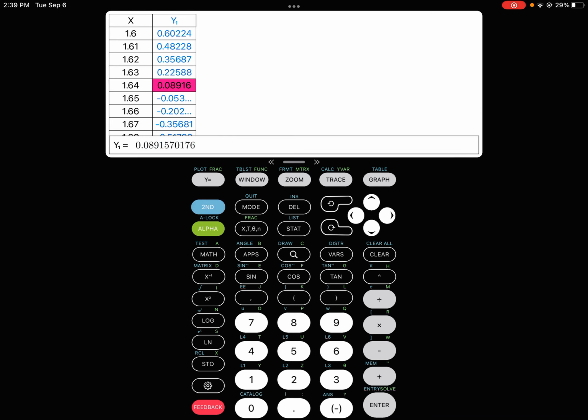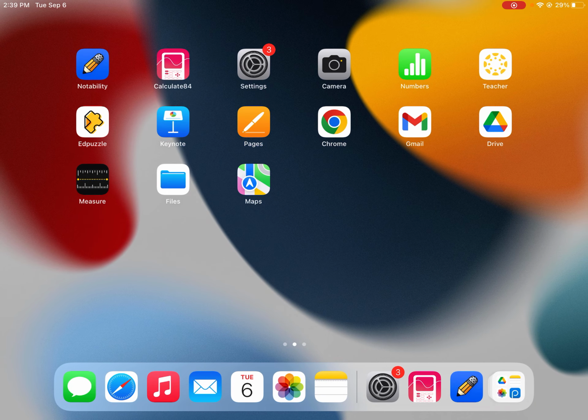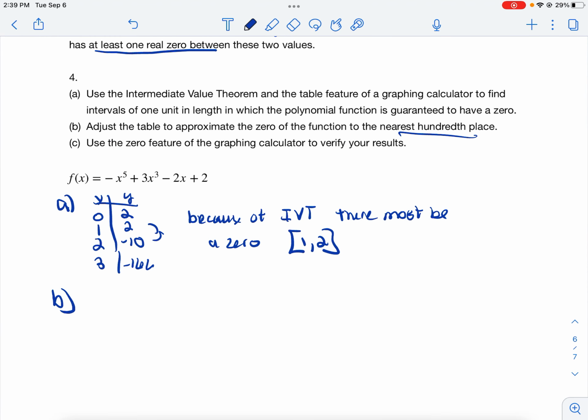And then go back to my table. And then I'm looking at my y. Where does it switch over from here to here? It was in between an x of 1.64 and 1.65. So that is what I would write on my paper: it's on the interval from 1.64 to 1.65. Okay. And then C, we're going to find the exact 0.